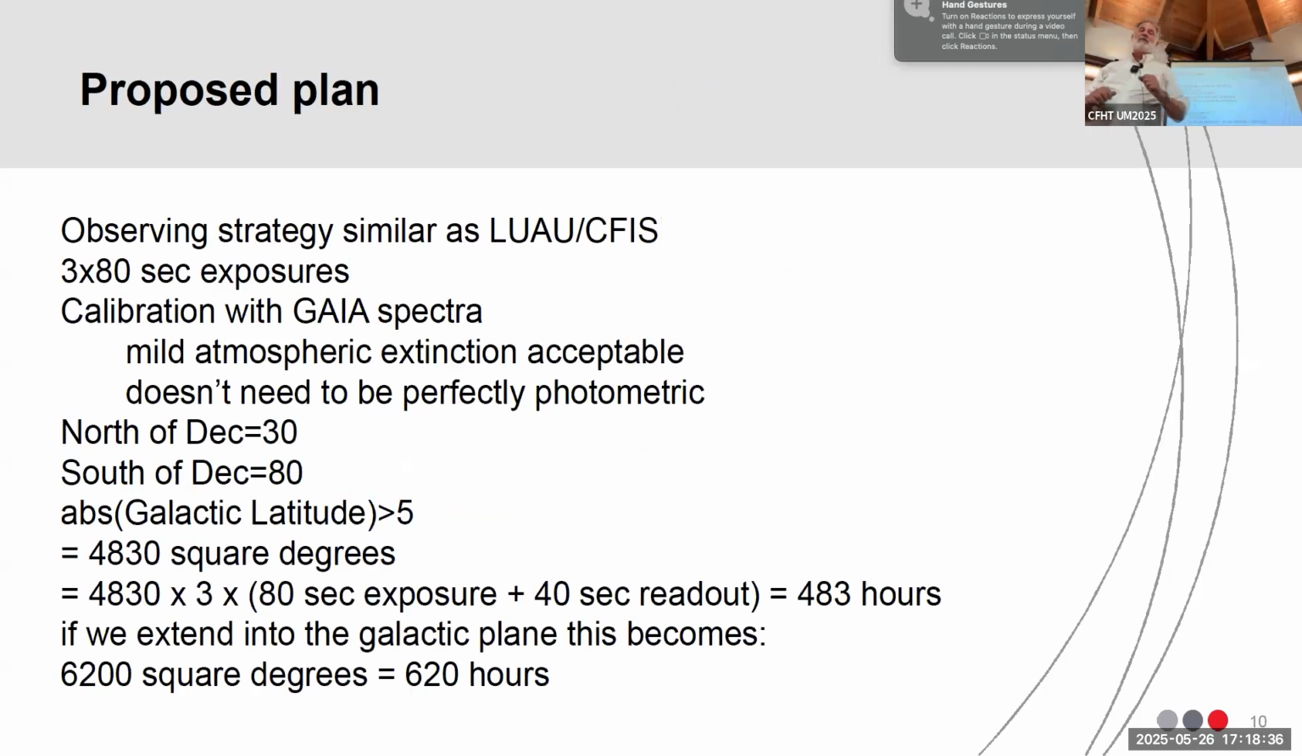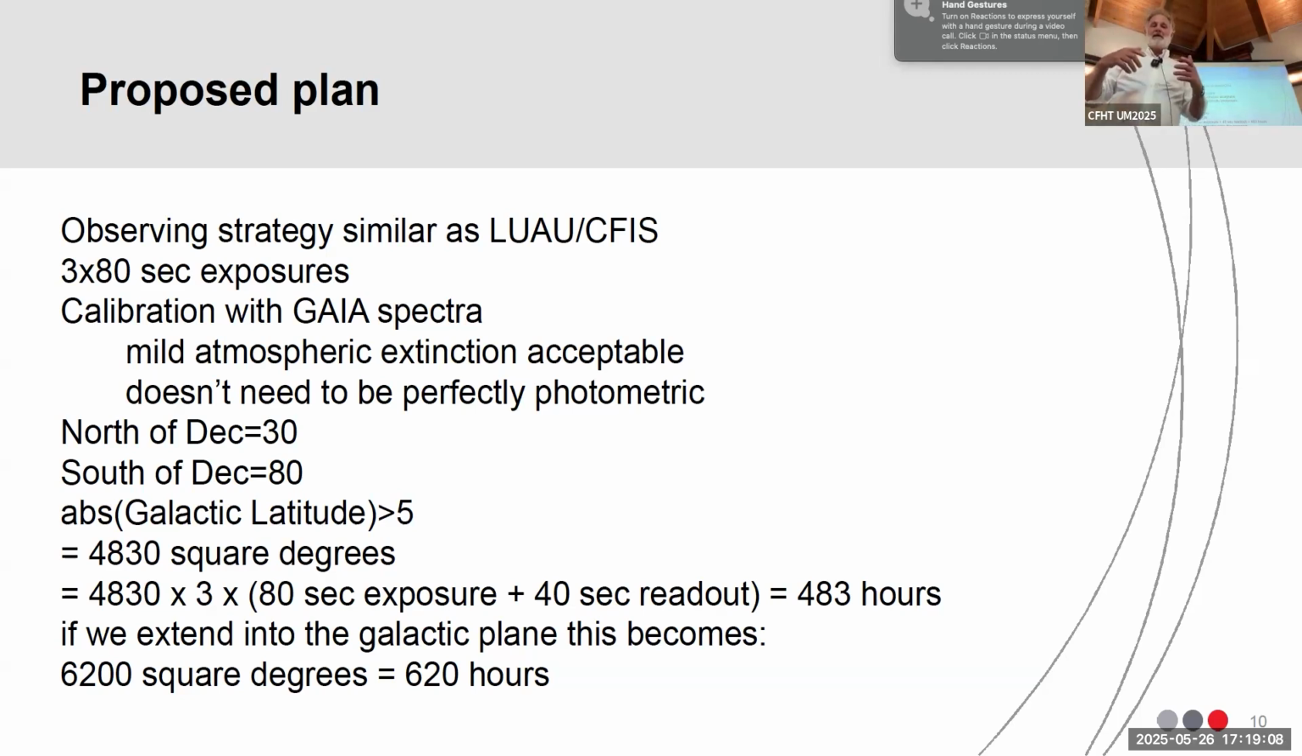Okay, so the proposed plan is basically to repeat the same observing strategy as for LAUO and CFHT: 3 times 80-second exposures, and do the calibration with Gaia spectra, which works everywhere. Mild atmospheric extinction is acceptable, and it doesn't need to be perfectly photometric, so it is robust against less than perfect conditions. And the seeing doesn't have to be perfect either. Those are the conditions that we ran LAUO and CFHT on, and it's worked just fine.